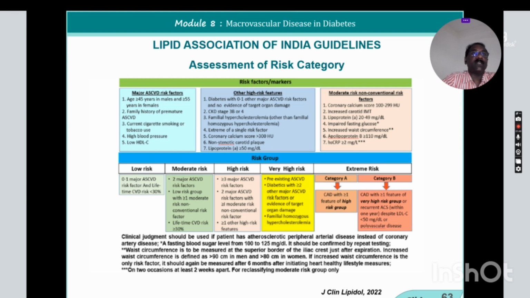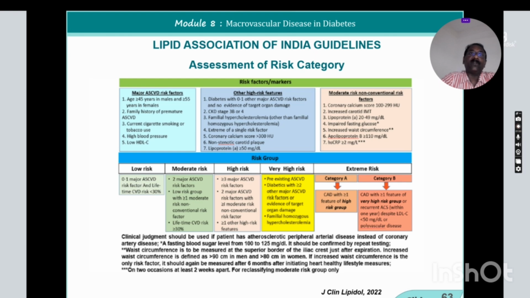Number 2, family history of premature atherosclerotic cardiovascular disease. So the father died of myocardial infarction at the age of 50 years, or the mother got myocardial infarction at the age of say 55 years. That itself is a big risk factor for atherosclerotic cardiovascular disease. So one is the age, that is non-modifiable, and family history, non-modifiable. And the third one, current cigarette smoking or tobacco use, is a big risk factor. And high blood pressure and low HDL-C cholesterol is also a risk factor.